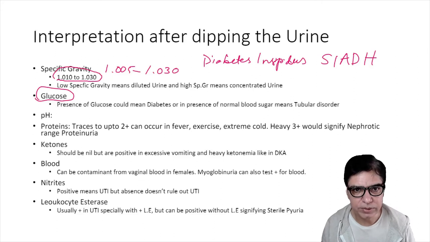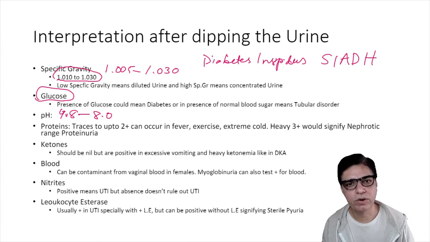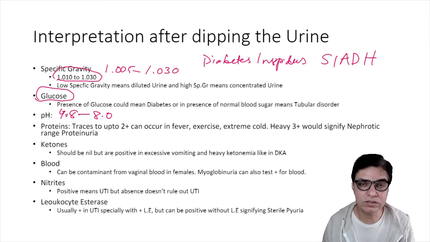The third thing is pH. Now, the pH doesn't help much, because the pH ranges somewhere from 4.8 to 8.0. So there's a wide range, from acidic to alkaline. So you can have different ranges of pH. But remember, alkaline pH can be because of various reasons. Certain drugs can cause alkaline pH. Similarly, certain drugs can cause acidic pH.